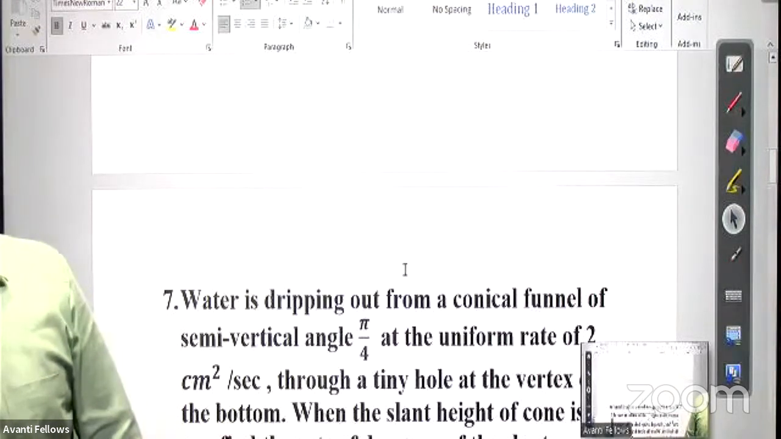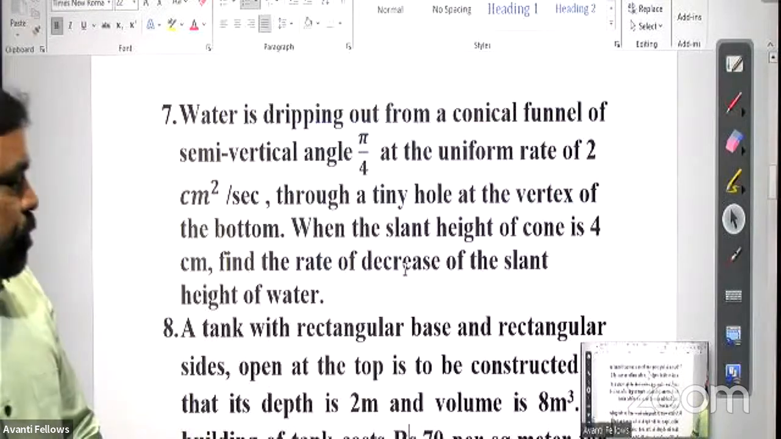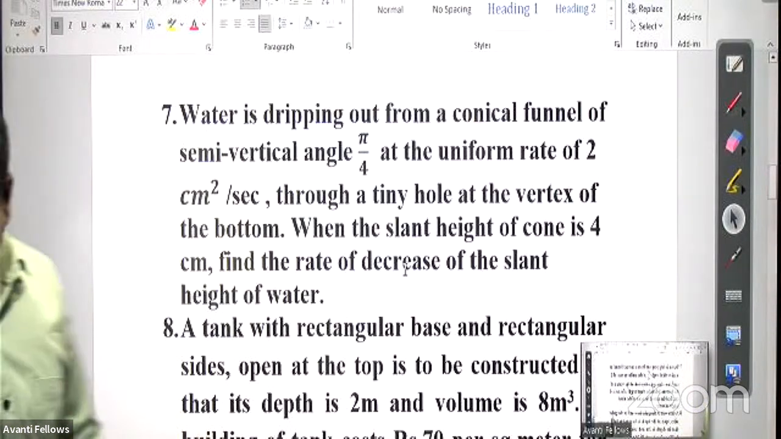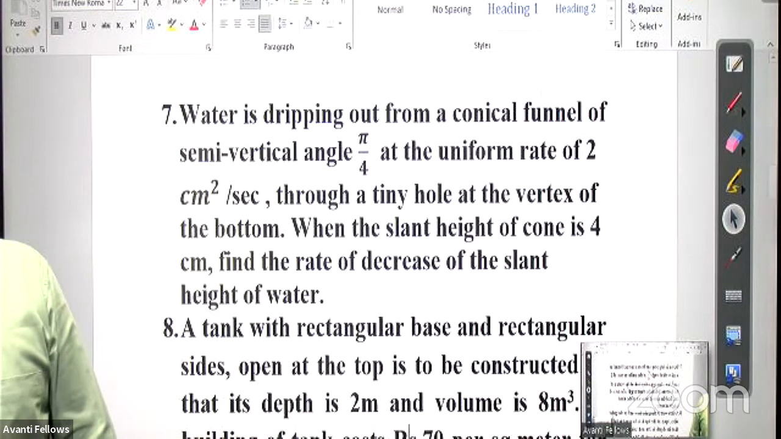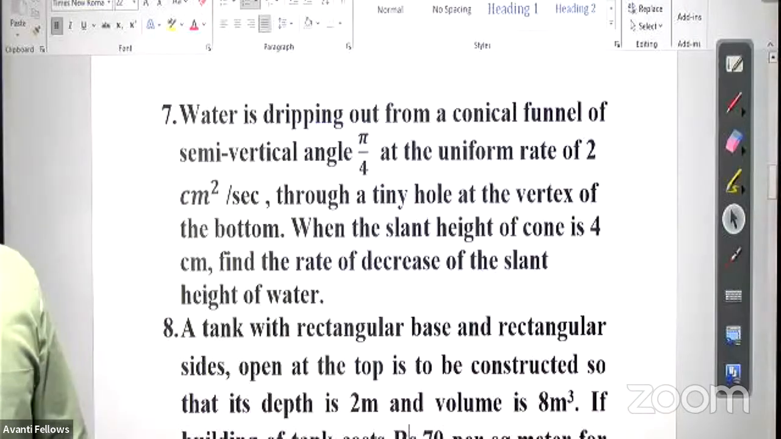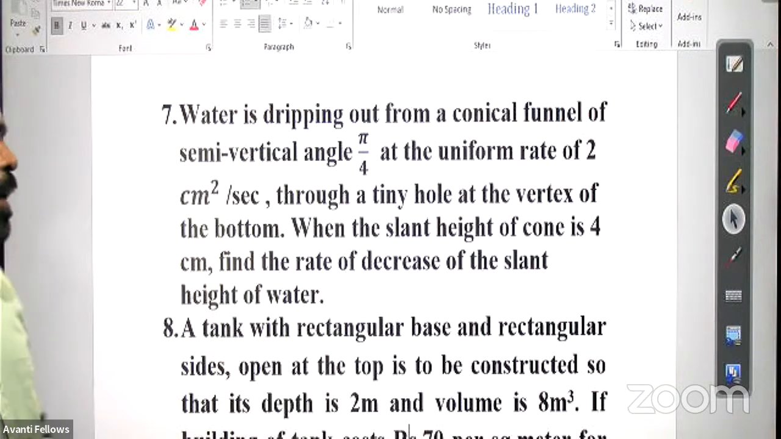Okay, let us take this question. Water is dripping out from a conical funnel of semi-vertical angle pi by 4 at the rate of 2 centimeters square per second through a tiny hole at the vertex of the bottom. When the slant height of the cone is 4 centimeter, find the rate of decrease of the slant height of the water.